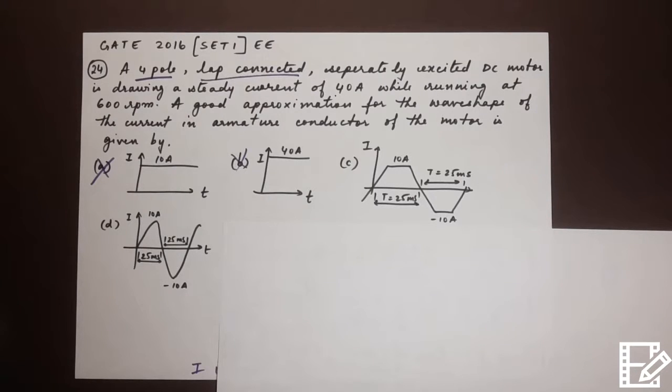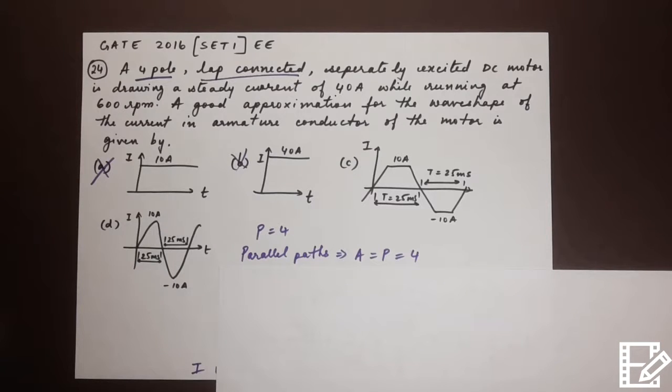So let's begin with what's given to us, a 4 pole. So pole P is equal to 4. Now you see lap connected. Lap connected should tell you that the number of parallel paths is equal to the number of poles. So parallel paths, denoted by A, is equal to 4. The next thing given to us is the speed. We have been given that the speed is 600 rpm.